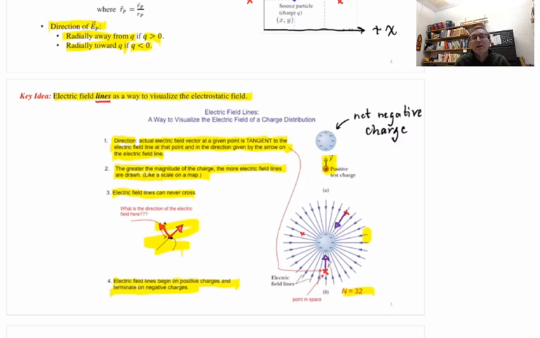Now this spherical object is kind of point-like, and the electric field points radially in. Let's take something a little more complicated and not point-like.